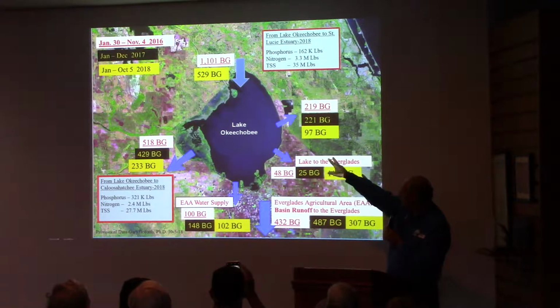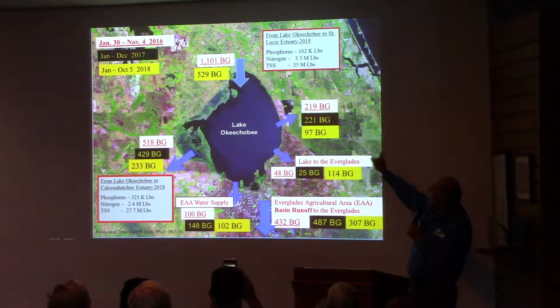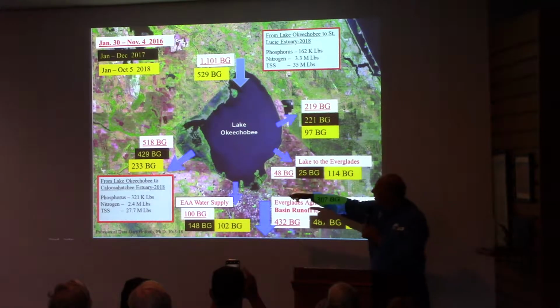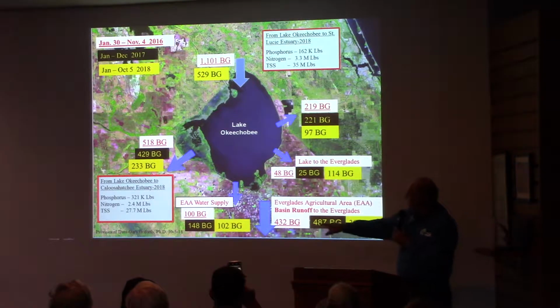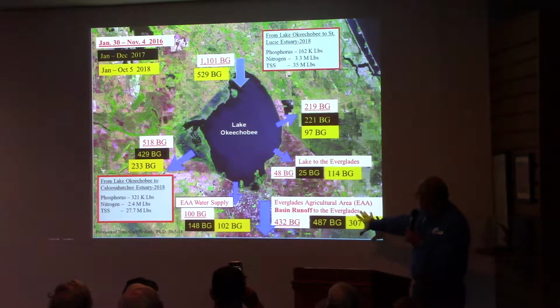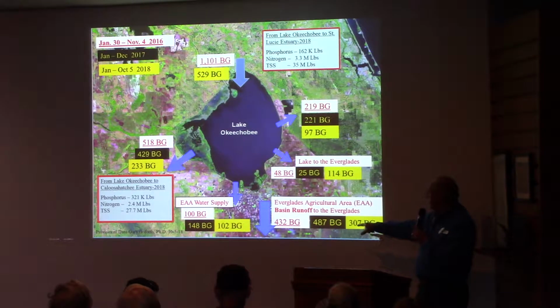Coming into the lake, big, big number. Going east and west, big numbers, about 200 or so billion gallons to us, about 400, 500 billion gallons to them. But look what comes from the lake to the Everglades, 48, 25, maybe 114. Very small. Look what goes south from the EAA basin, this number, 432, 847, 487, and 307.